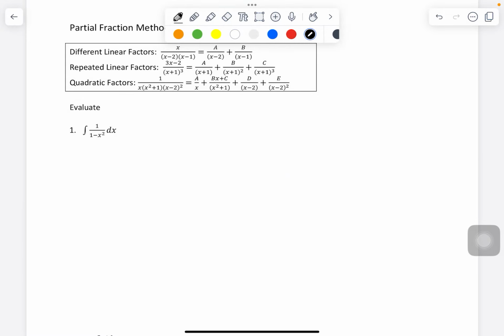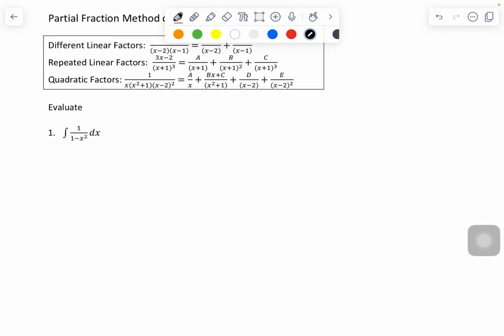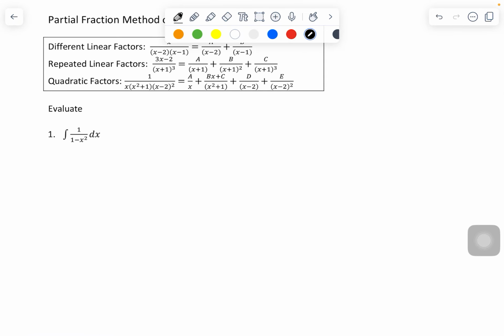Welcome back to another video, and today we're going to be learning partial fraction decomposition and how to integrate by parts. So basically, what I first want you to know is that we'd use this when we have factors multiplied against each other in the denominator and their degree is 2 or more greater than the numerator.